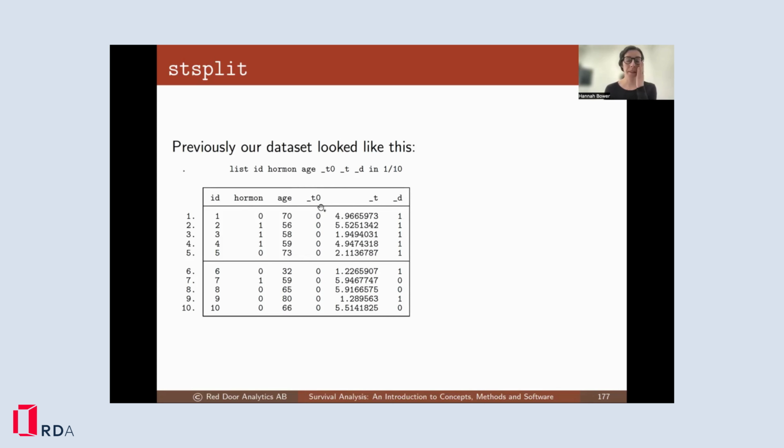We follow everyone from time 0, which is their time of breast cancer diagnosis, until _T, which is the time at which they have their event, _D, which is 1 if it's the event of interest and 0 otherwise. And we can see for the first individual, say we follow them from breast cancer diagnosis until 4.97 years, at which point they either die or have a recurrence of breast cancer.